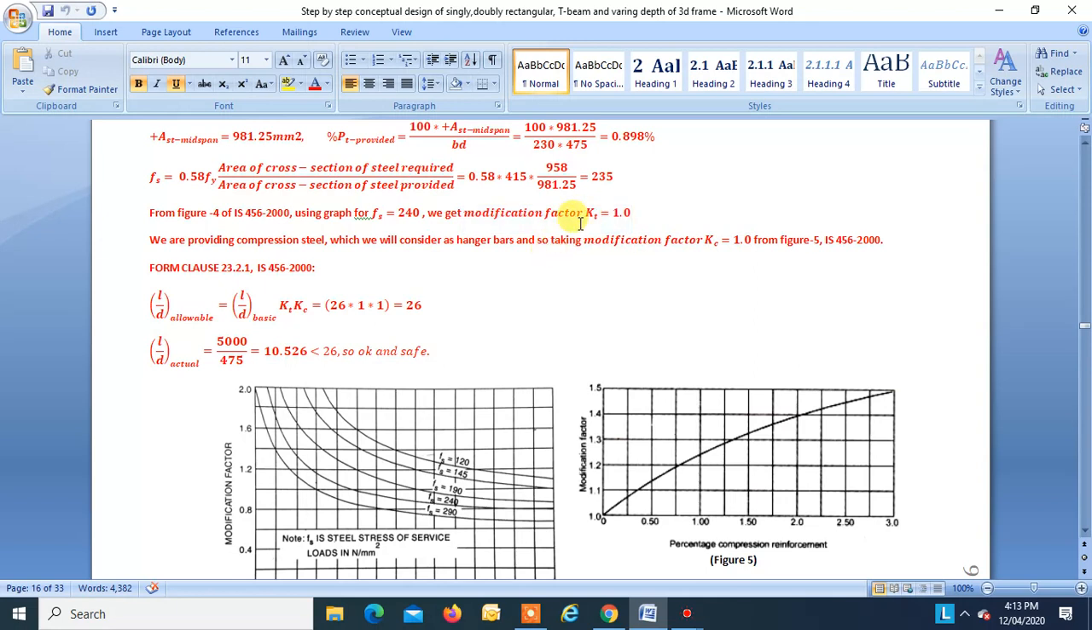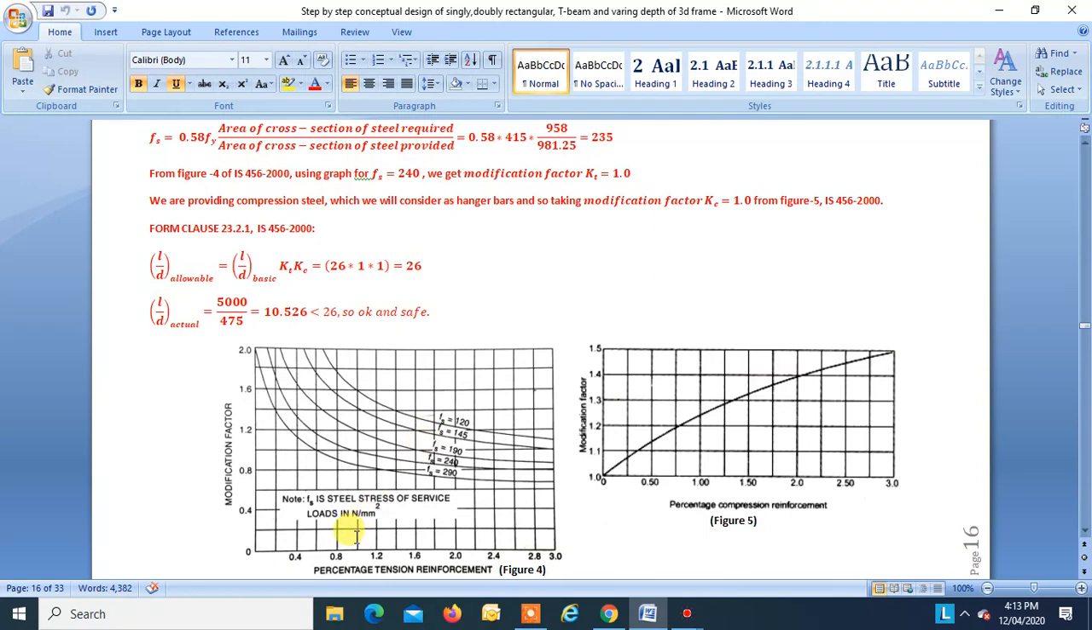Okay, so this is 0.898, so around about 0.9. So KT is found to be 1. KC we are taking as 1.